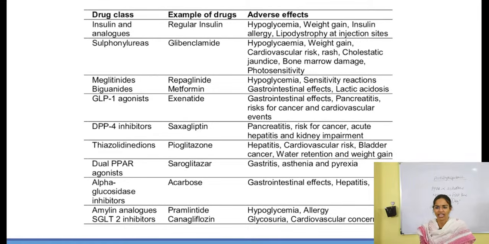And also we have meglitinides, and biguanides, metformin, which has gastric irritation, GI side effects and lactic acidosis. Also GLP agonists, DPP-4 inhibitors, and thiazolidinediones, which also have a cardiovascular risk. And other drugs like PPAR agonists, alpha glucosidase inhibitors, and SGLT2 inhibitors. So this is a quick classification of oral hypoglycemic agents, and the most serious adverse effect of metformin is lactic acidosis.